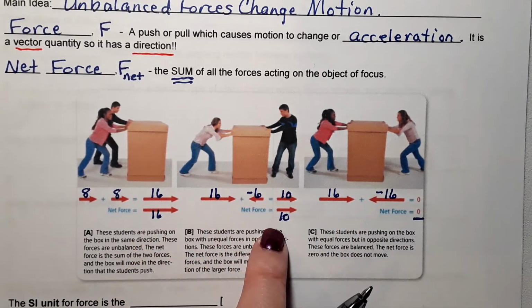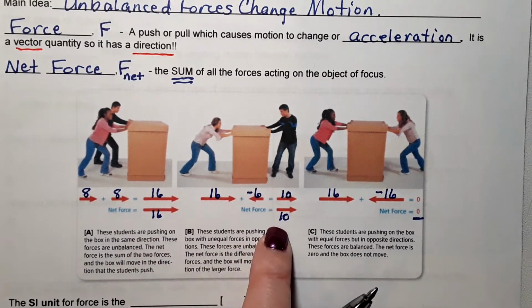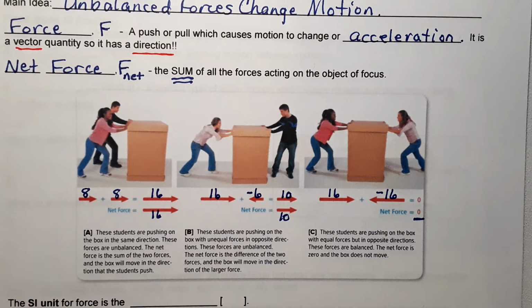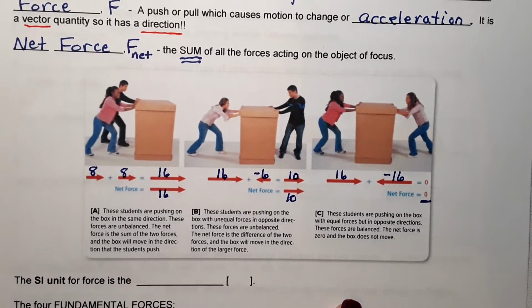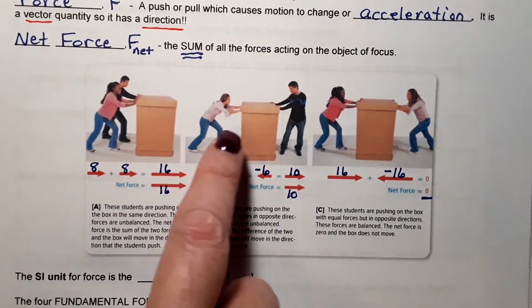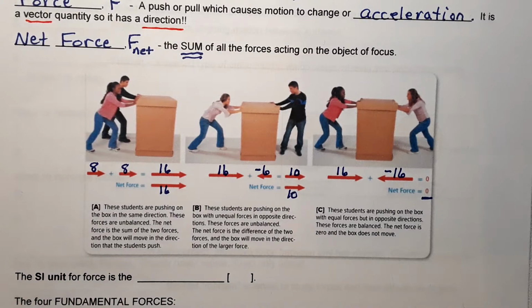Then in these two cases, the object will actually move, and it will move in the direction of the net force, okay? Objects will always move in the direction of the net force unless that net force is causing a deceleration, in which case the net force is opposite the motion. But in these two cases, the object will move to the right.